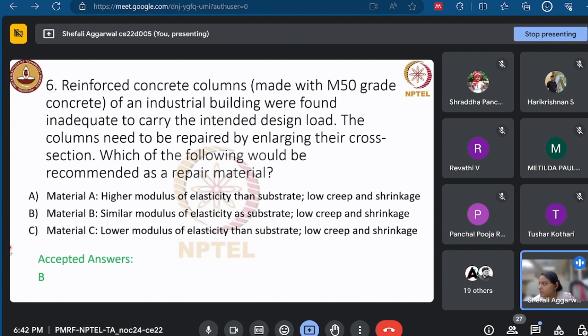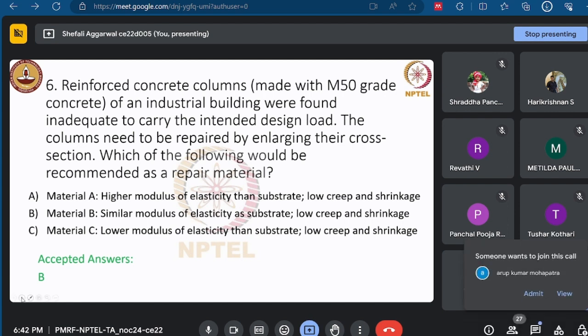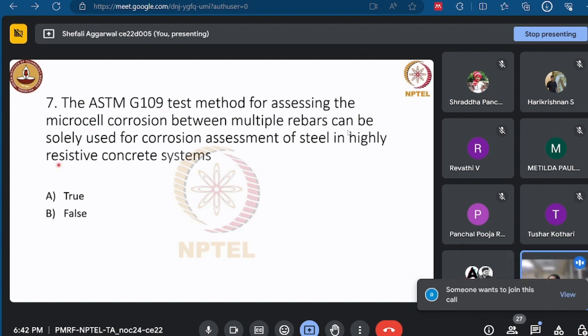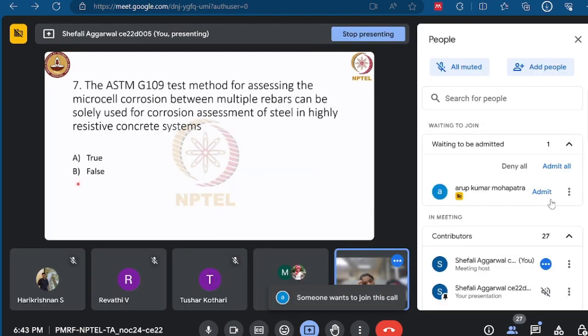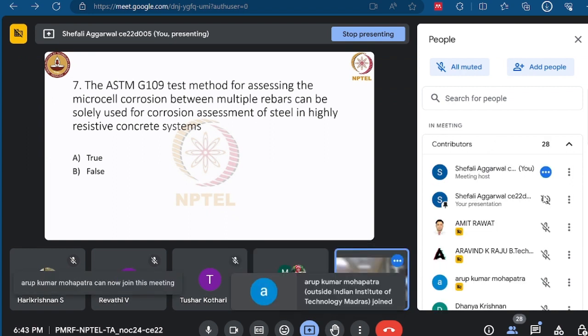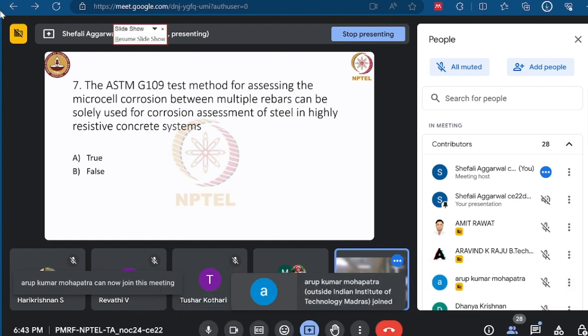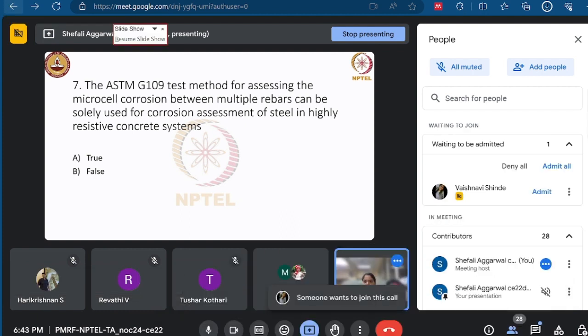Is this clear? Shall we go to the next question? Yes, ma'am. Okay. ASTM G109 test method for assessing the microcell corrosion between multiple rebars can be solely used for corrosion assessment of steel in highly resistive concrete system. True or false? Any guesses?